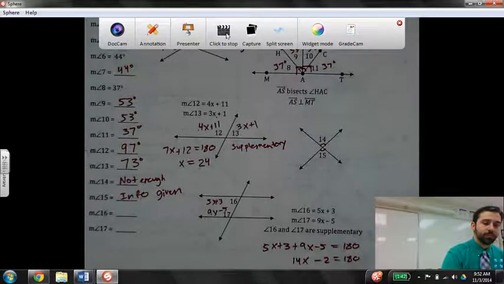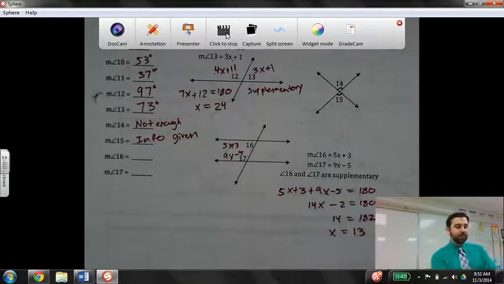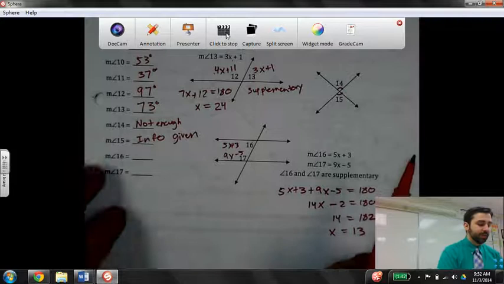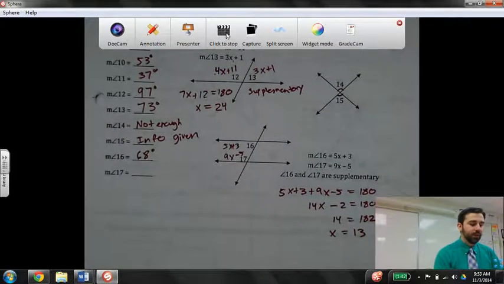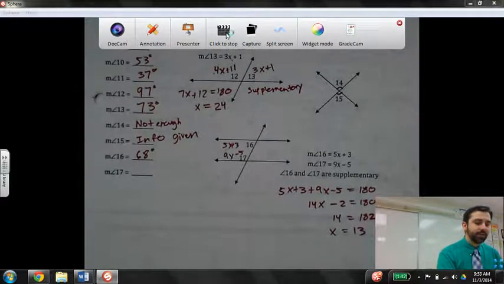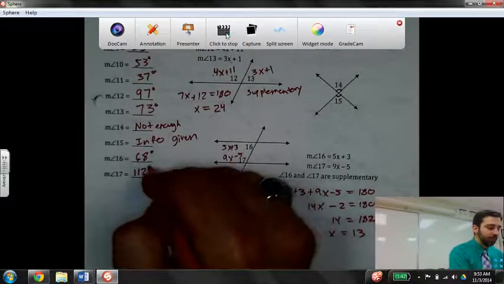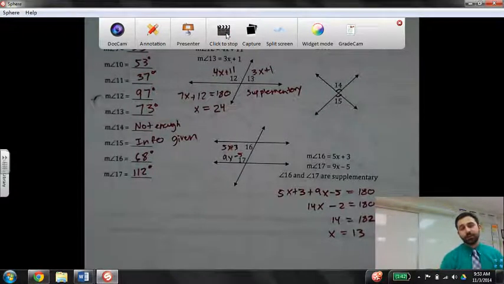I get x is equal to 13, which I then can substitute 13 into the values of x for these angle measurements. So 5 times 13 plus 3 gives me an angle measurement for 16 of 68 degrees, and then 9 times 13 minus 5 gives me an angle measurement of 112 degrees for angle 17, which, since these angles are supplementary, 68 and 112 should add up to 180, which they do.